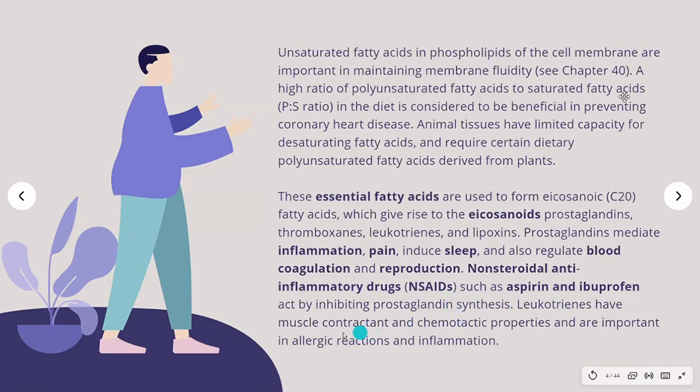Leukotrienes have the ability to contract muscles. Contractant, and the chemotactic properties are important in allergic reaction and inflammation. Leukotrienes. Okay. So I will be talking about them.